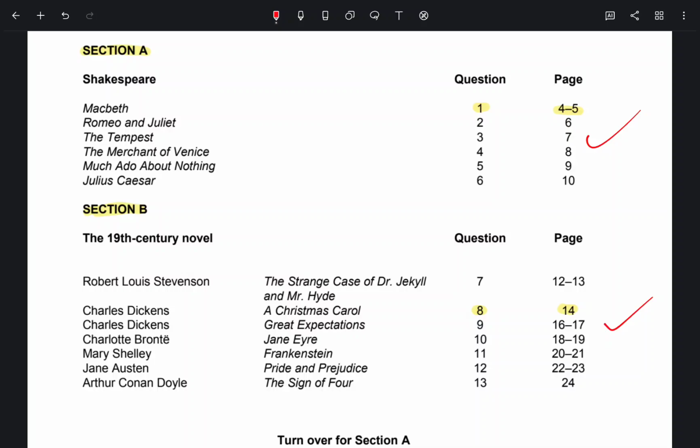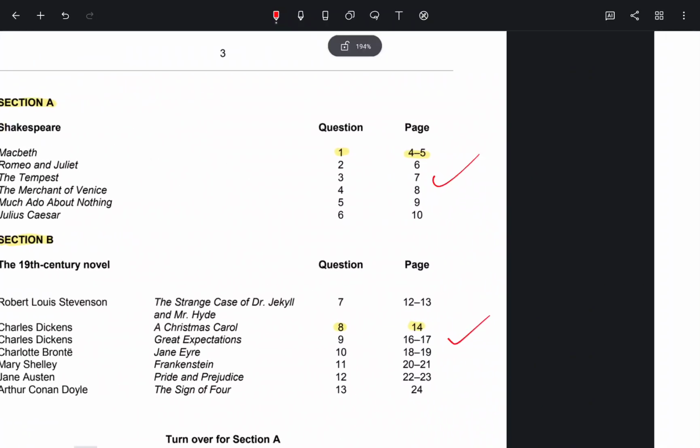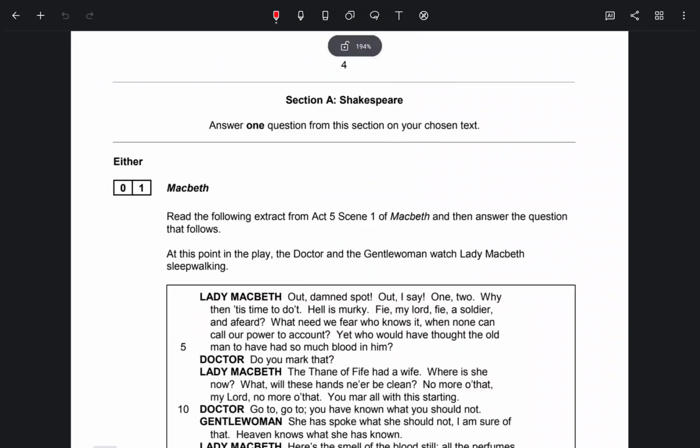So you're writing 2 essays. Let's dive in and have a look at some past paper questions. Then I can provide you with some top tips and everything you need to know for this exam. So let's go on to page 4.